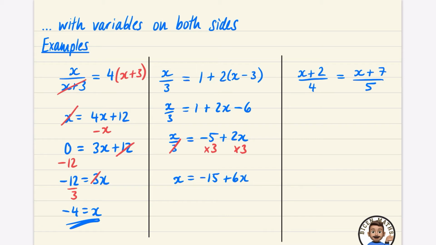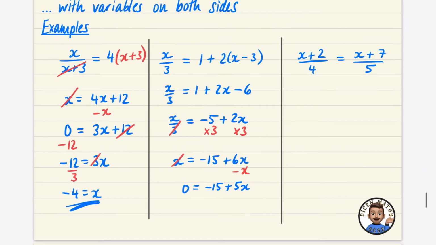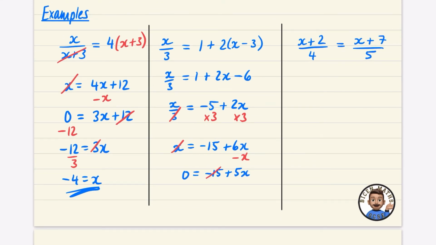I'm going to get rid of the smaller x that we've got. This is the smaller x, so I'll subtract it. That will leave me with 0 equals minus 15 plus 5x. I'm then going to plus the 15 to this side. So we get 15 equals 5x. And again, I'm going to divide by 5. I don't need to write that down. If I divide by 5, I get that x is equal to 3. Okay?